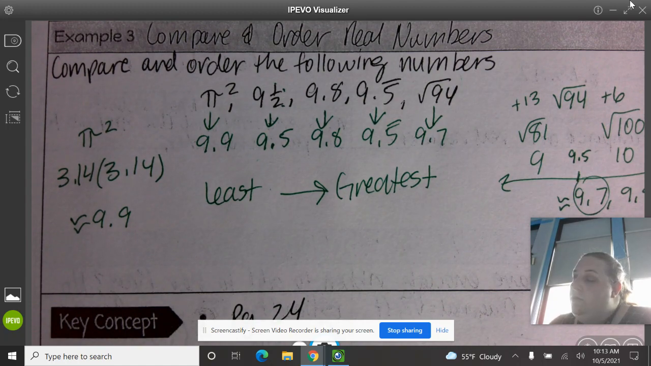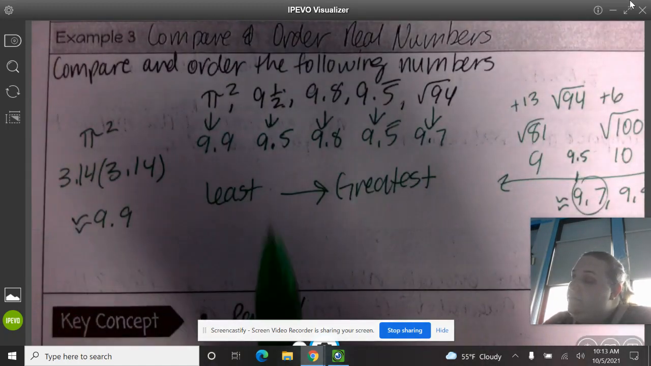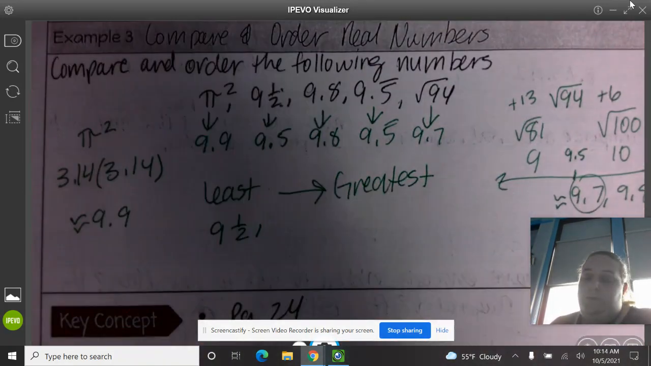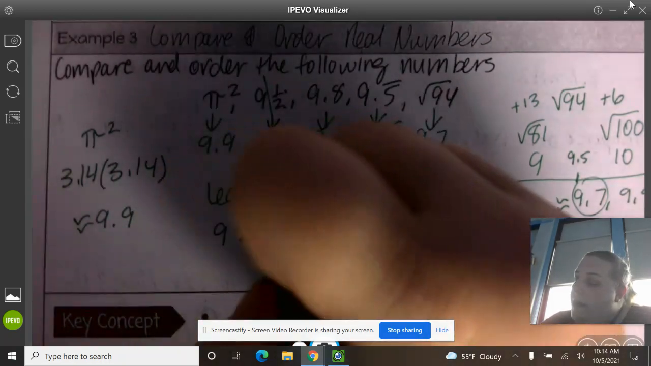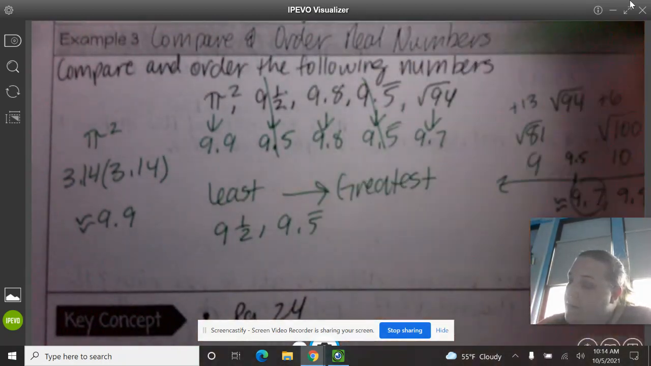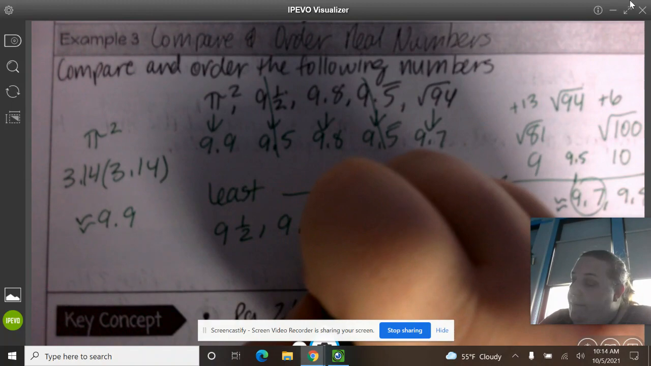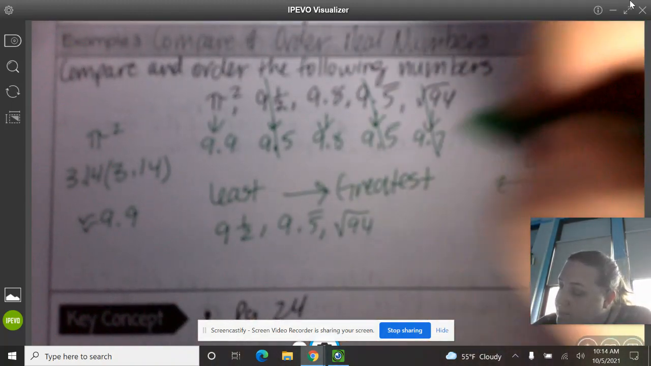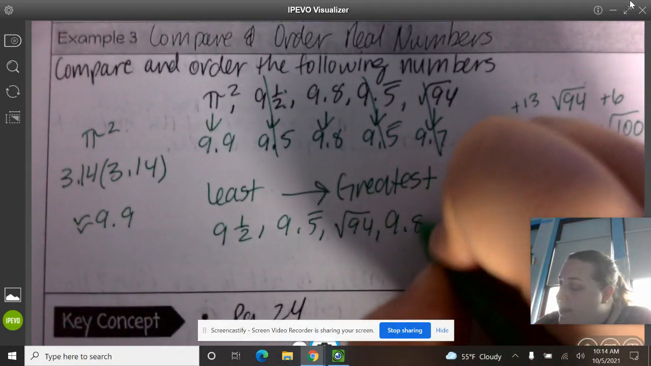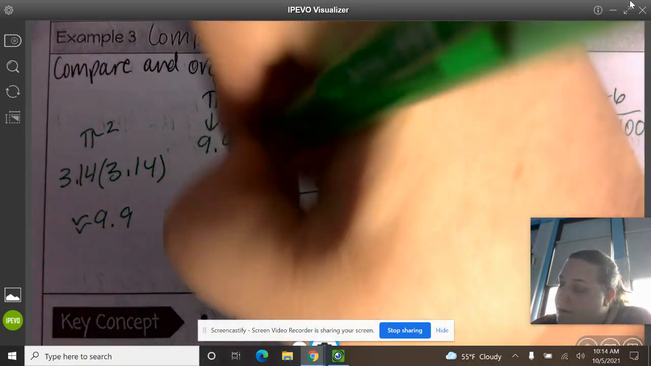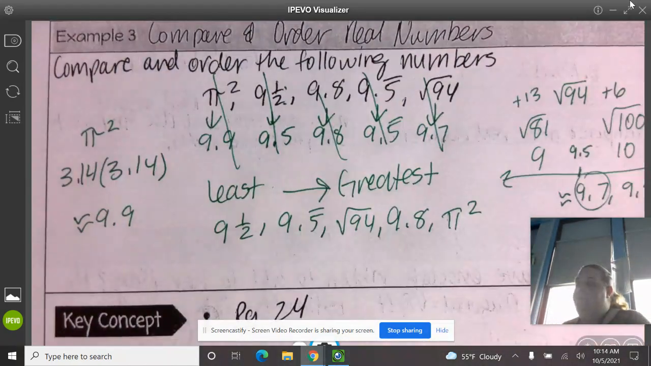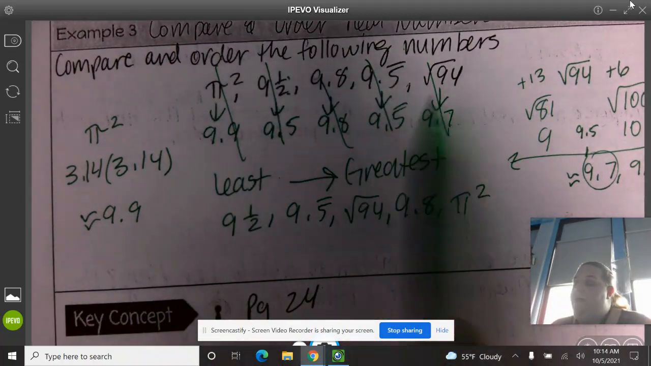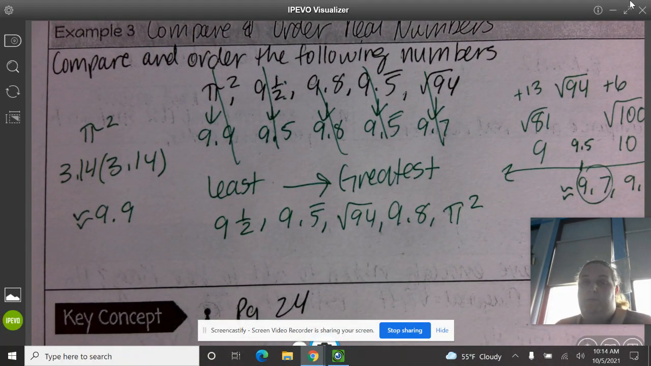Okay. So going with that, the least would be 9.5, and I'm going to use the original numbers. Then 9.5 repeating. I like to cross them out as I go so that I make sure I got everything. Then we have square root of 94, then 9.8, and then pi squared. So we compared the numbers to figure out what order they went in. We got them all in decimal form in order to order them from least to greatest.